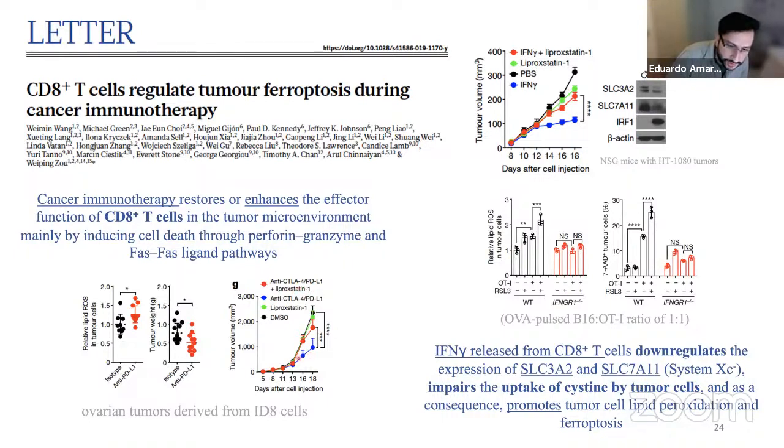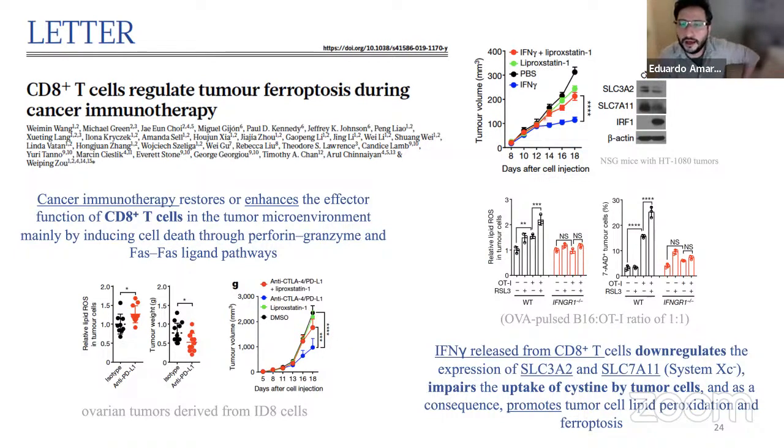So as we can see here, comparing the blue line and the red line, when they treated with anti-PD-L1 and CTLA-4, they saw a reduced volume of the tumor. But then when they put together the lipid peroxidation inhibitor, now they reverse this kind of effect of this therapy, suggesting that lipid peroxidation and ferroptosis is playing a role in killing these tumor cells.